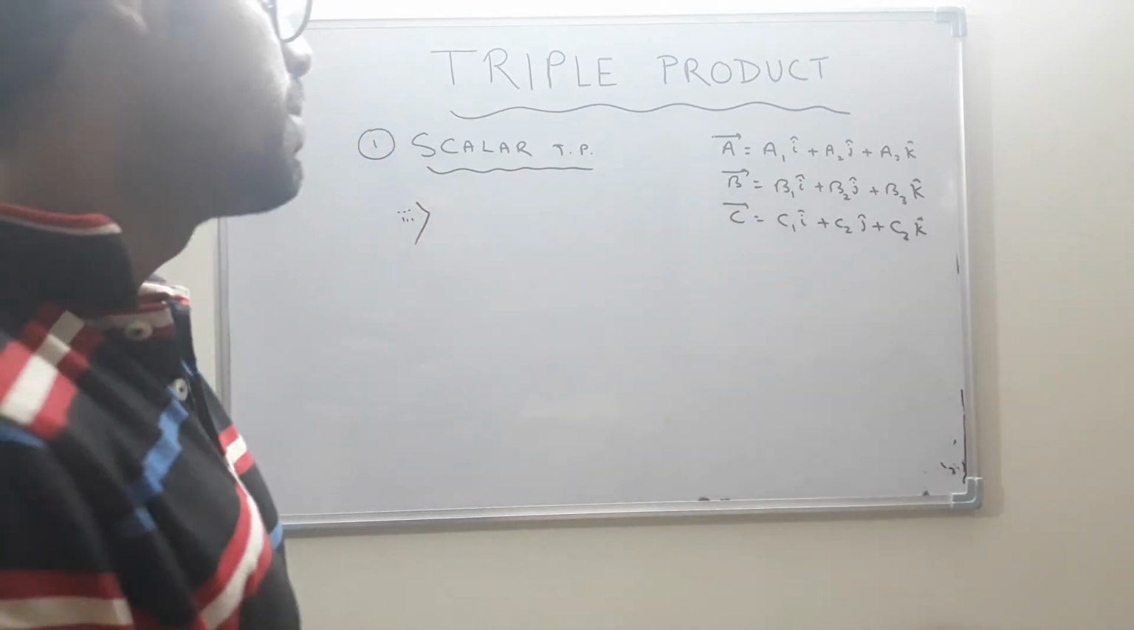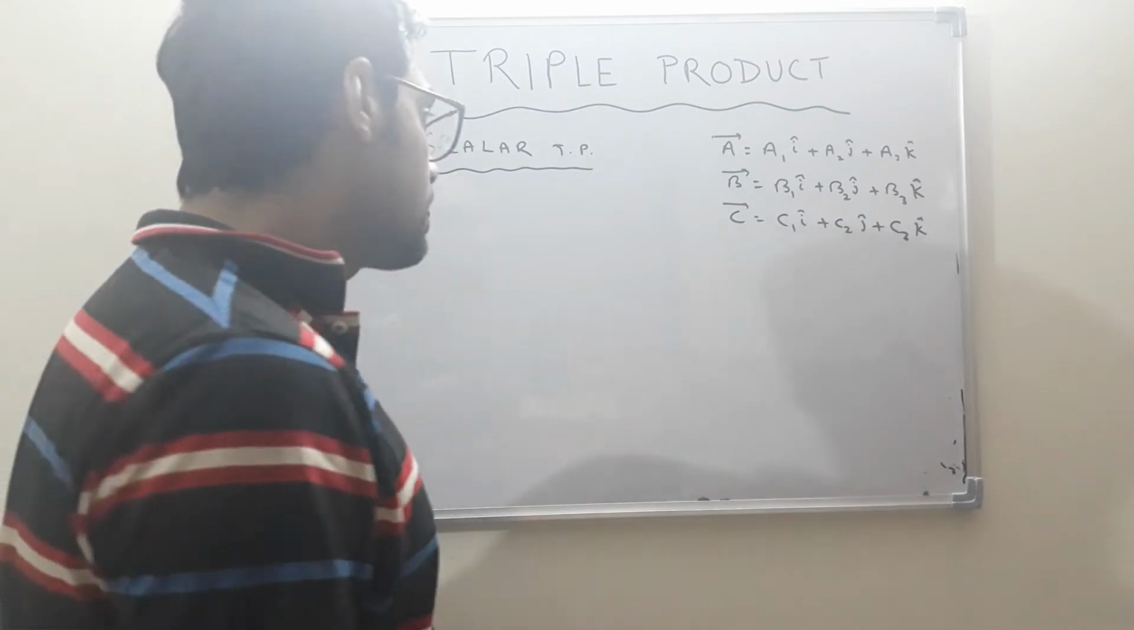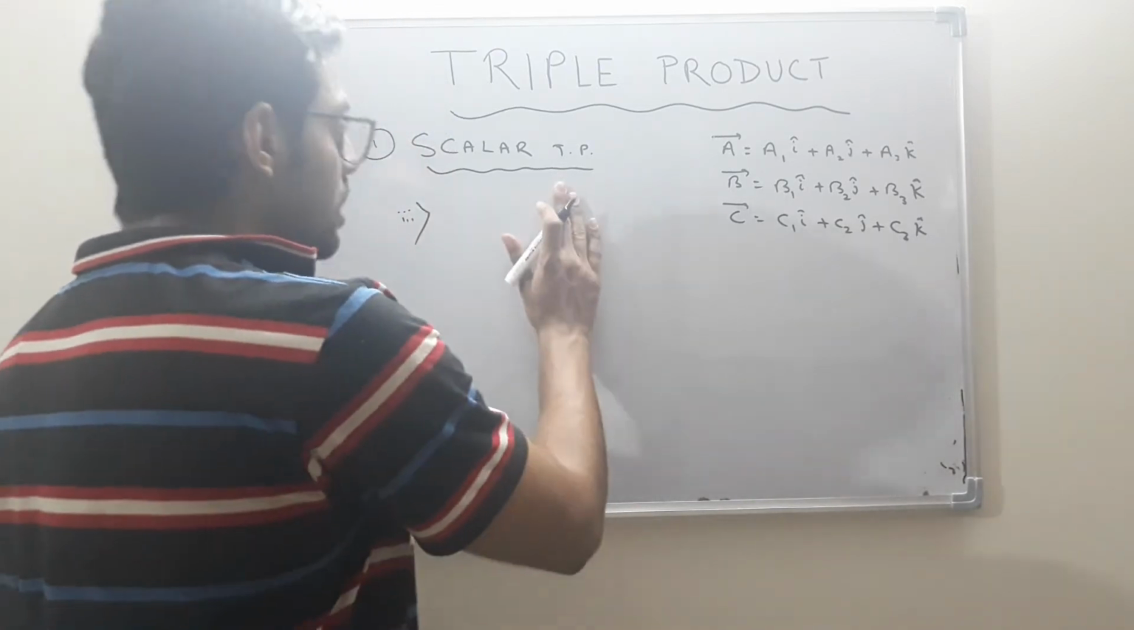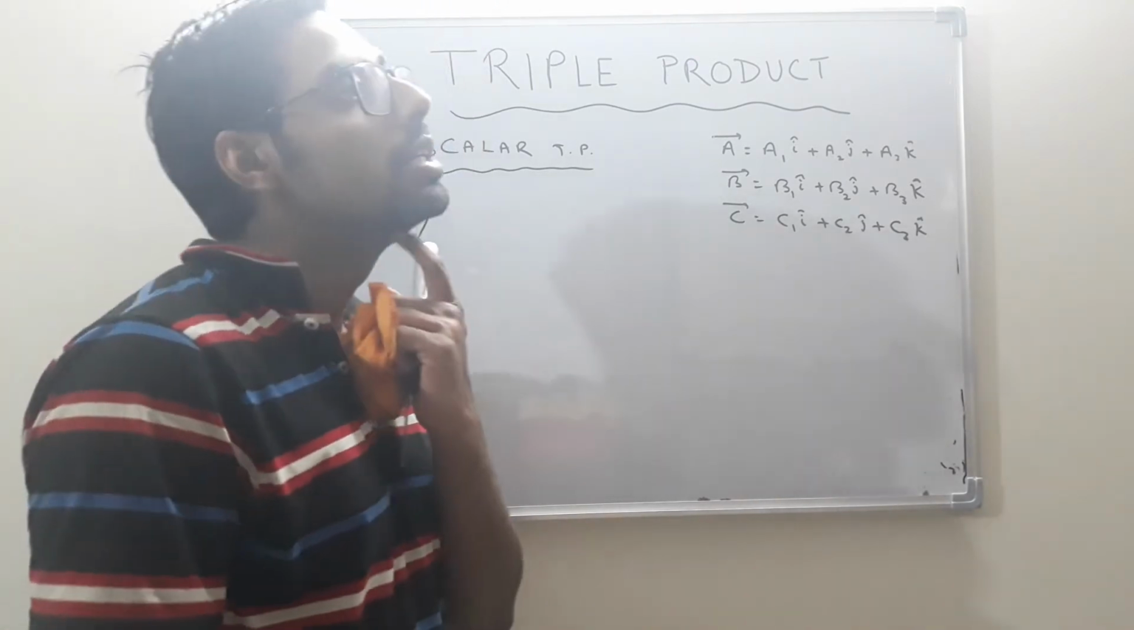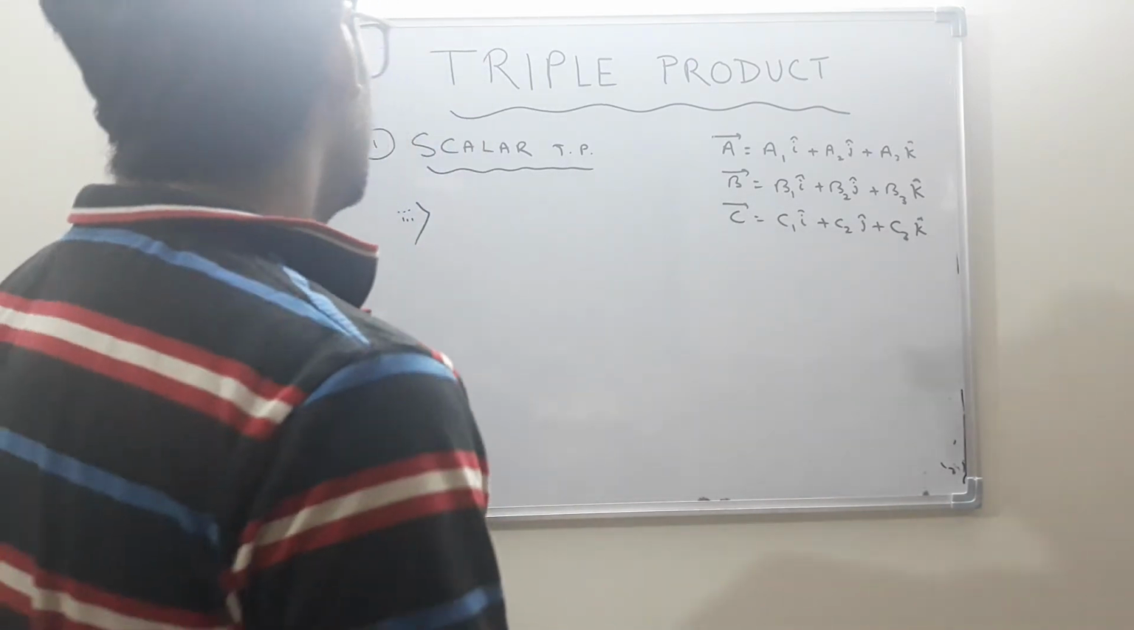What is the geometrical significance of doing this scalar triple product? What is the geometrical significance actually? The geometrical significance is that it gives us the volume element.